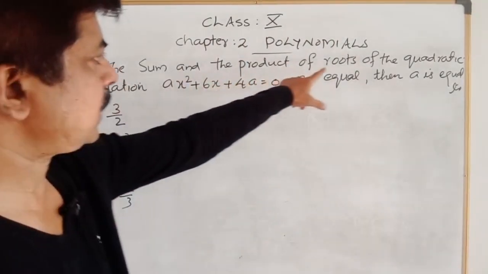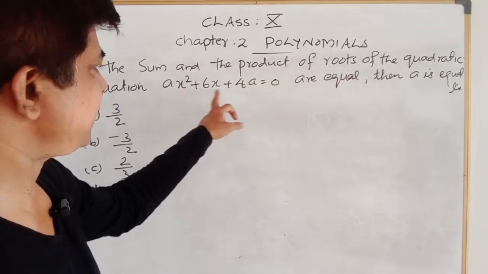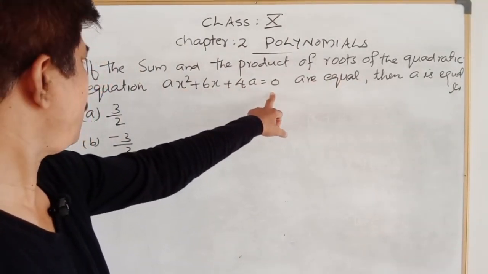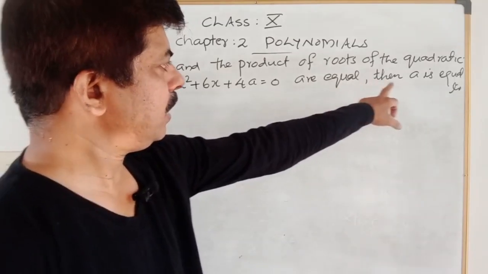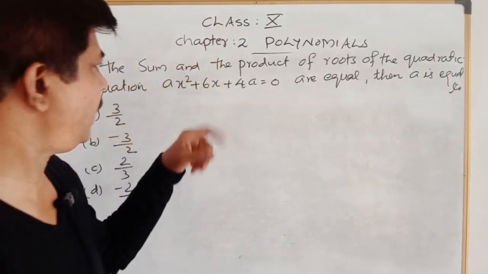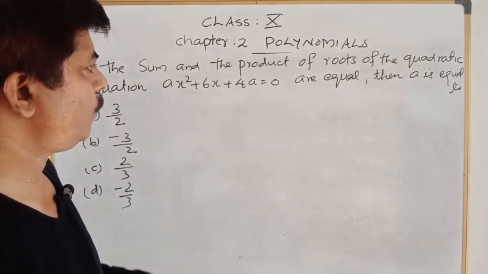If the sum and the product of roots of the quadratic equation ax square plus 6x plus 4a are equal, where ax square plus 6x plus 4a is the quadratic polynomial, then a is equal to what? We have to find the coefficient of x square. That is the value we have to find out.